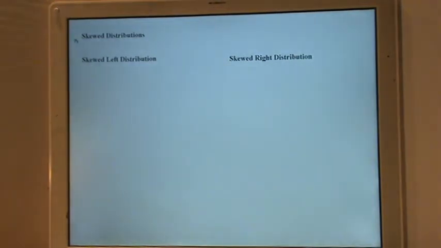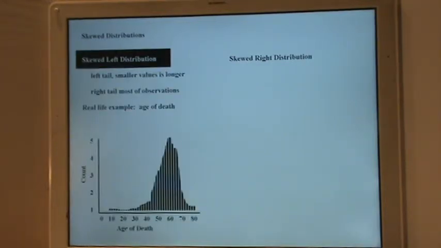Okay, now distributions can be skewed, so let's take a look at a distribution that is left skewed. Here we have the count on the y-axis and the age of death. And this distribution is left skewed. The left tail are the smaller values. Most of the observations are on the right side, with a few that tail off onto the left.